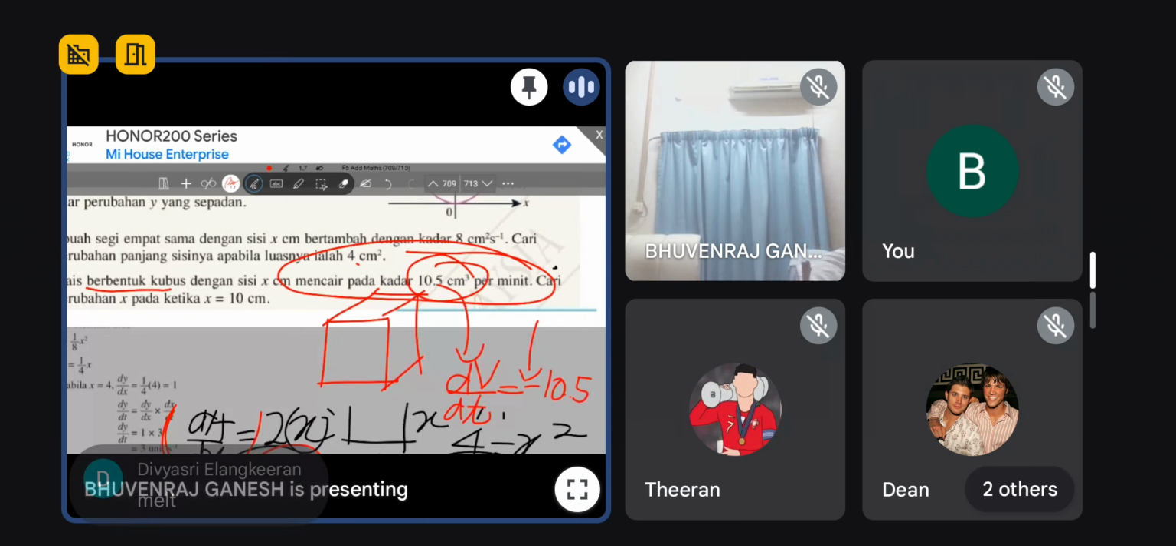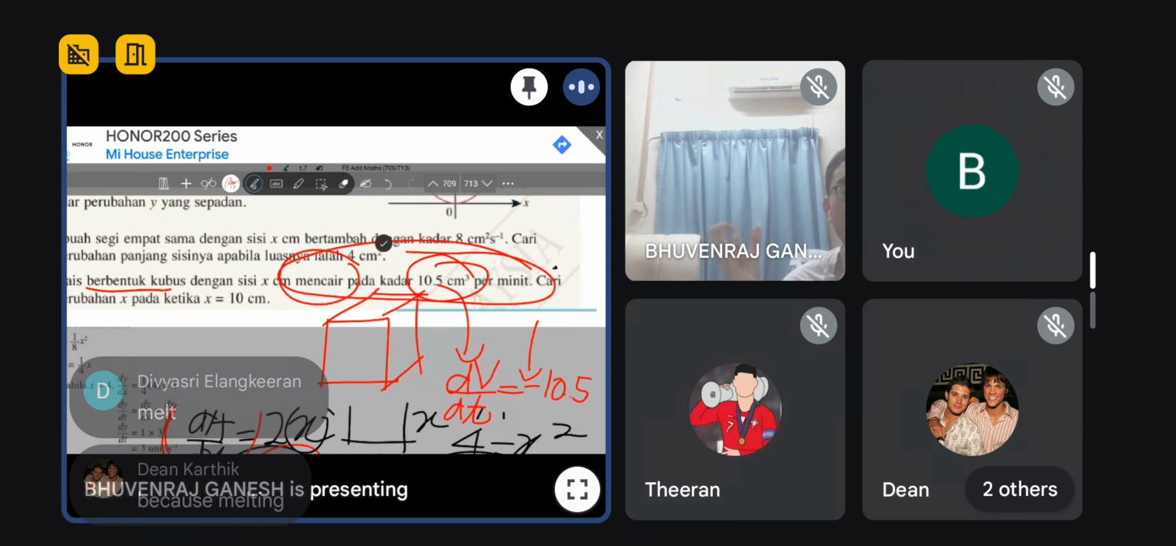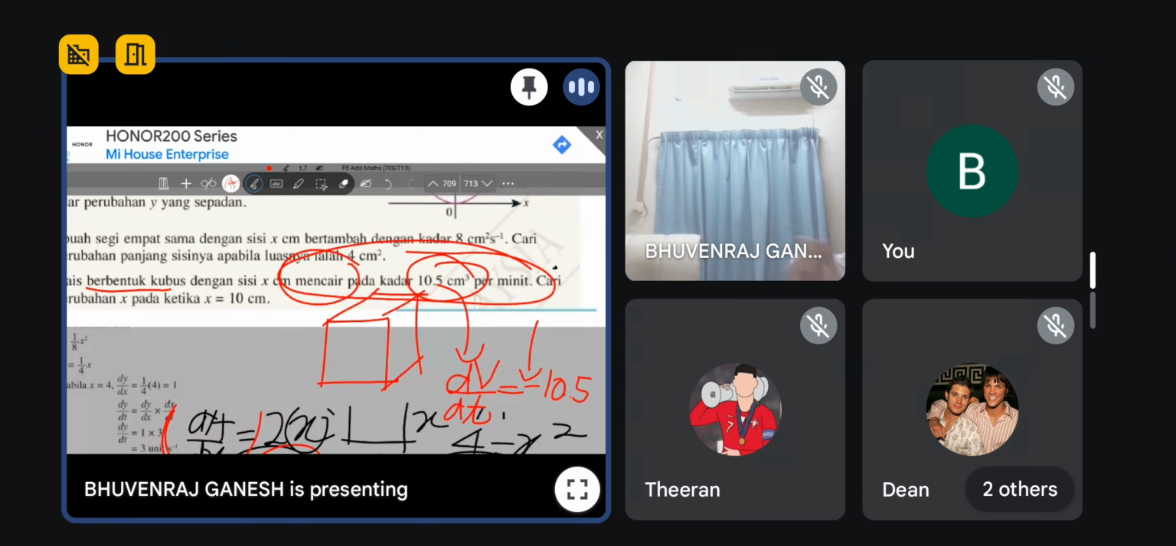Very good. Okay, melt. When you melt, the volume will decrease. Okay, isi padu akan berkurang. Yes, it will reduce. So that's why we add the negative symbol. Common mistake, people will just write 10.5. Okay, very common because sometimes we read very fast, we just put 10.5. So make sure you add the negative for melt.